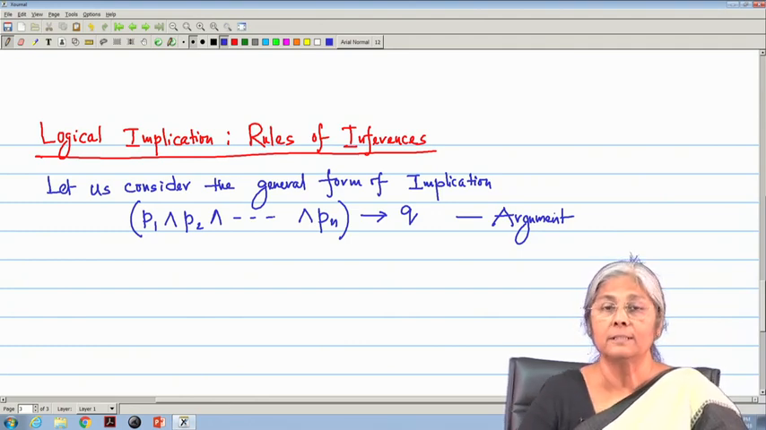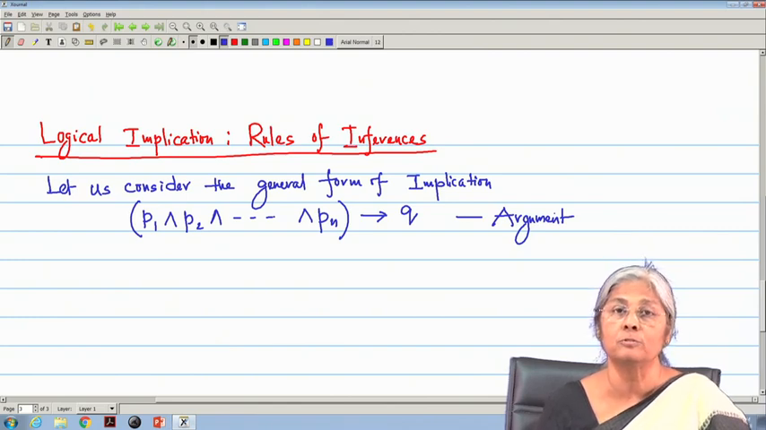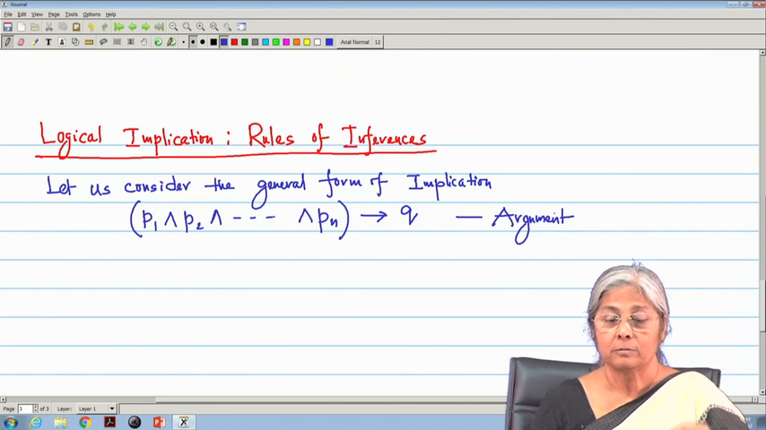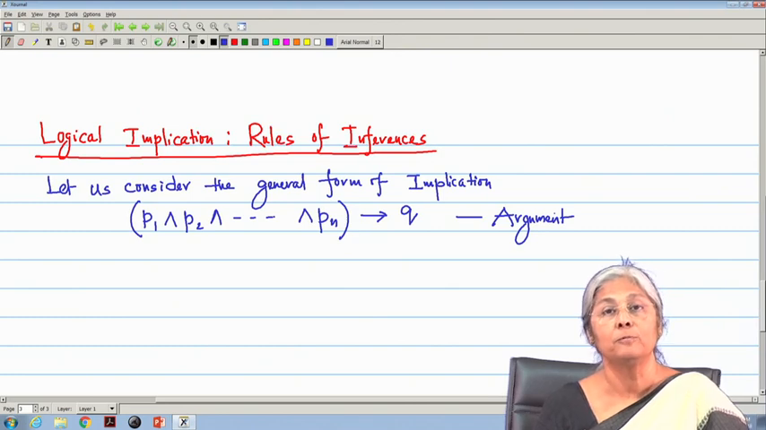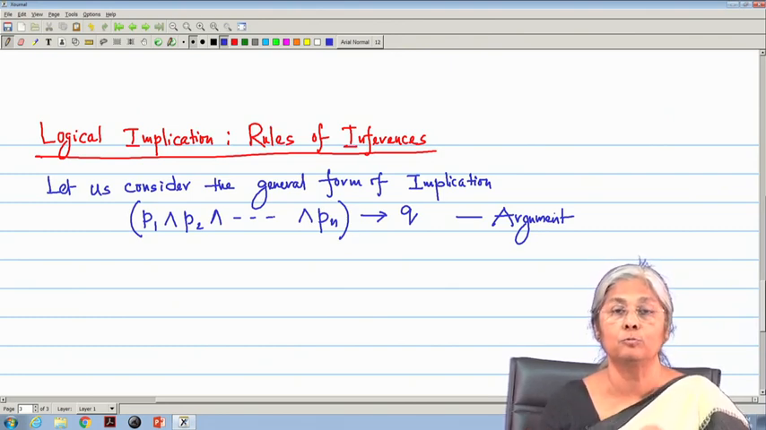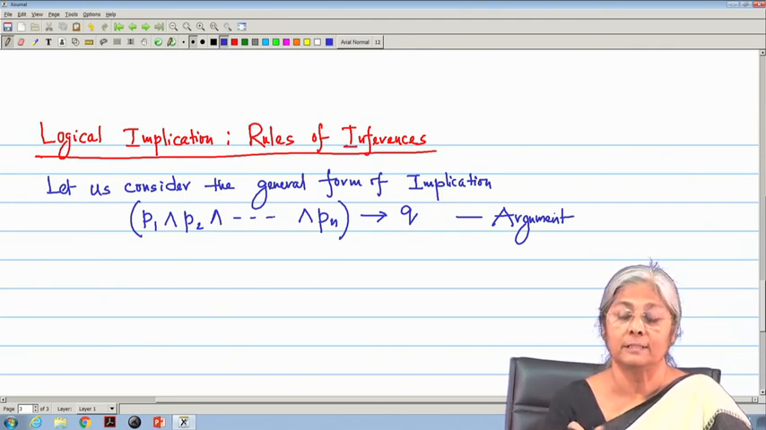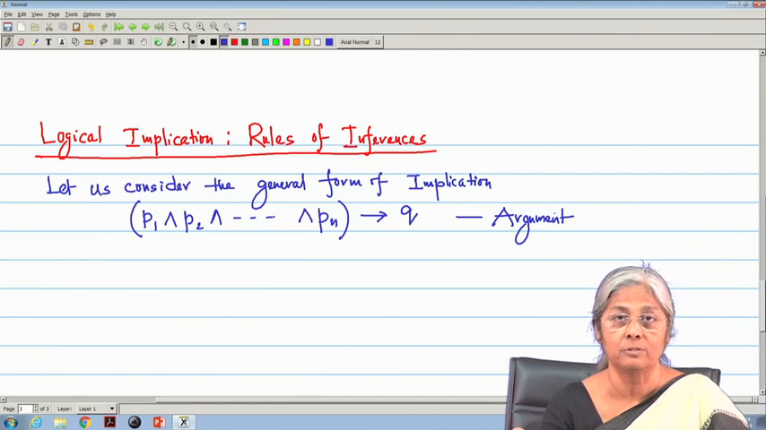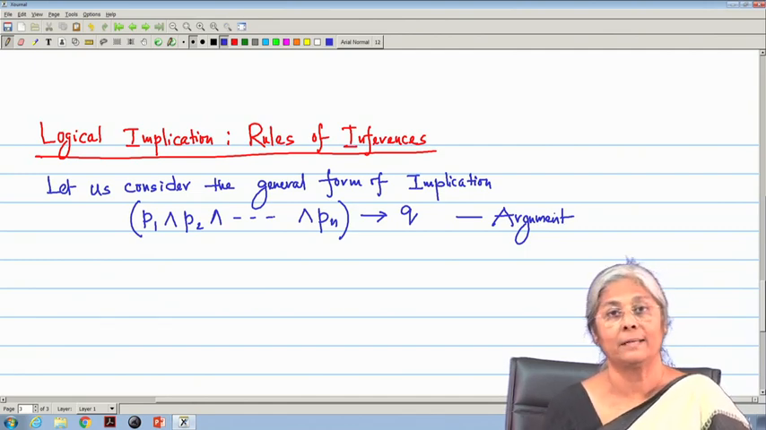Now, why will we be reading this? What is the importance of the validity of arguments? Because our main objective is to give mathematical proofs. When this logic is applied to prove theorems, we will be seeing, given an argument or some compound propositions, whether it is valid or not.